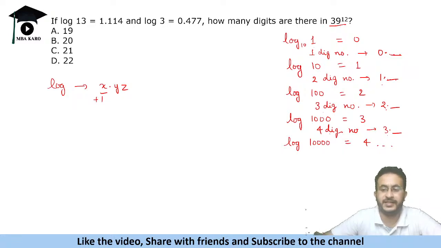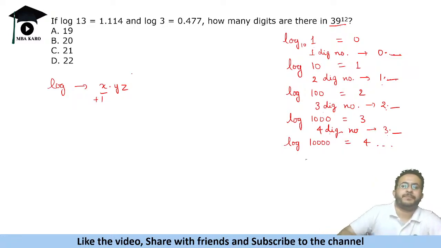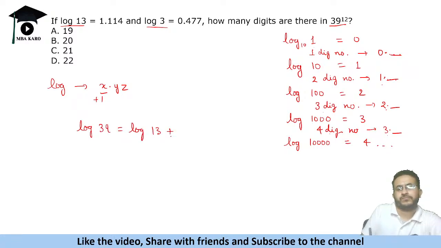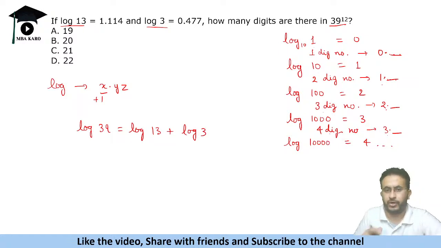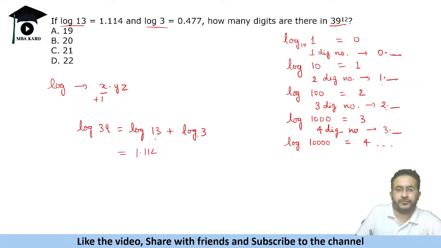Now how will we find that? 39 to the power 12. So first of all, log 13 is this, log 3 is this. So log 39 will be, isn't it? Log AB is log A plus log B. So this comes to 1.114 plus 0.477, which gives 1.591, and this is 50.